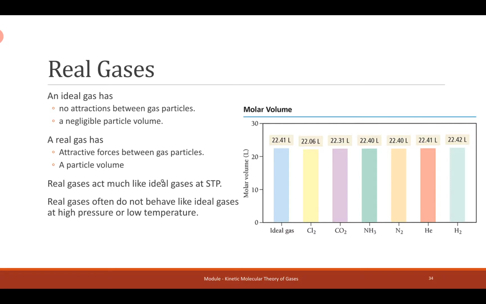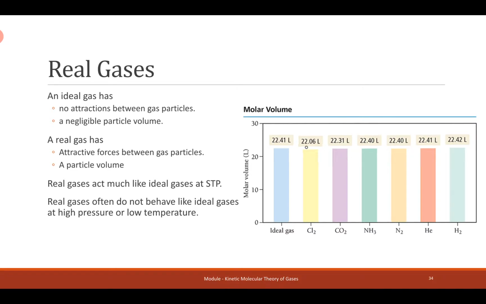We find that gases behave much like ideal gases at STP, which is standard temperature and pressure. This is a graph showing the molar volume, that's the volume of 1 mole of gas. So if we plugged 1 mole of gas in at STP, it would occupy 22.4 liters. And then you can see here that the other gases are also really close to 22.4. Some of them are exactly 22.4. But there are some deviations.